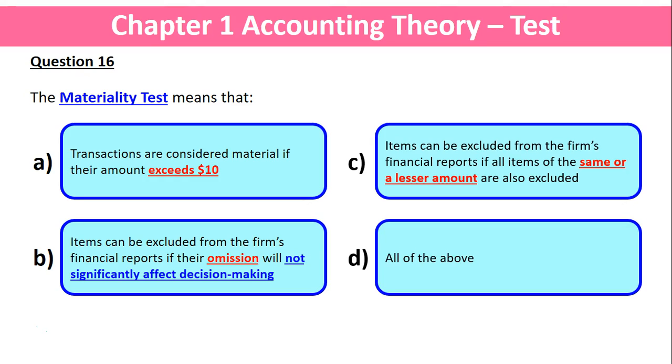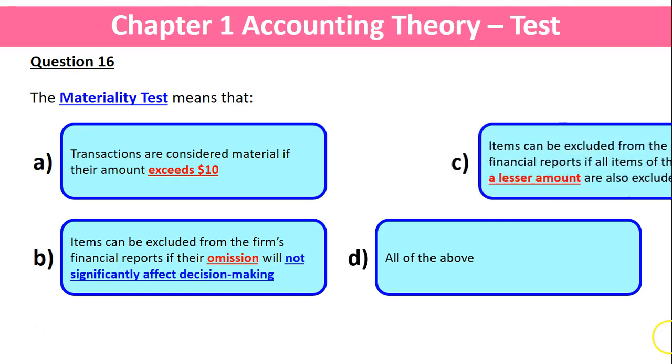All of the above. Let's start with option C. Can we take out something of a small value? Say we're doing the stationery asset, we can leave out a dollar stapler. If we leave out everything of the same or a lesser amount, that doesn't really make sense because, depending on the business, what's significant in terms of a dollar and what's not is very different. So we're going to get rid of option C.